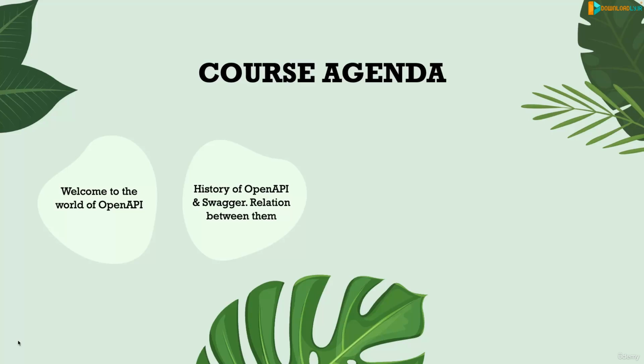Once we are clear about the relationship between Swagger and OpenAPI, we will jump into the Swagger tools. We are going to spend a good amount of time understanding the various Swagger tools available, and Swagger has both open source tools and commercial tools. We are going to explore all of them so that you are clear and can start using them inside your projects, and you can make your life very easy by using these Swagger tools.